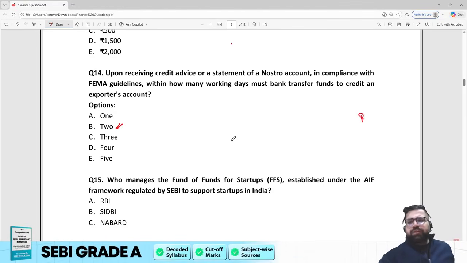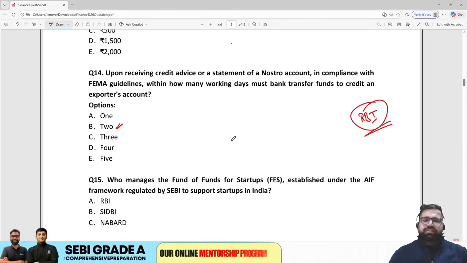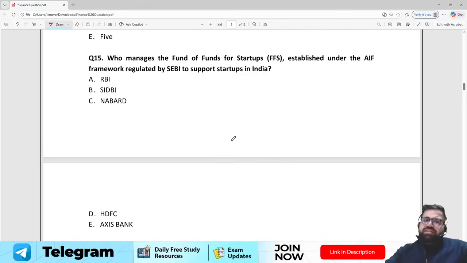Again, based on RBI notification, factual question. So again, the same learning: we do not have to focus right now, but you have to cover the RBI notifications. This is what the major learning will be. Who manages, question number 15.